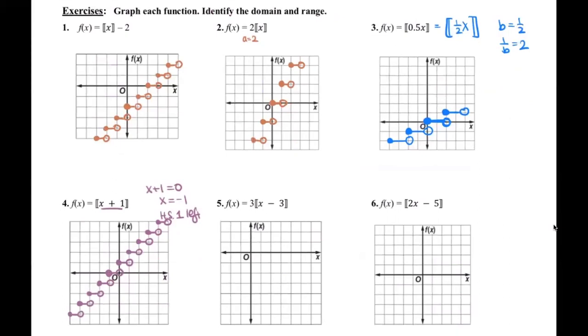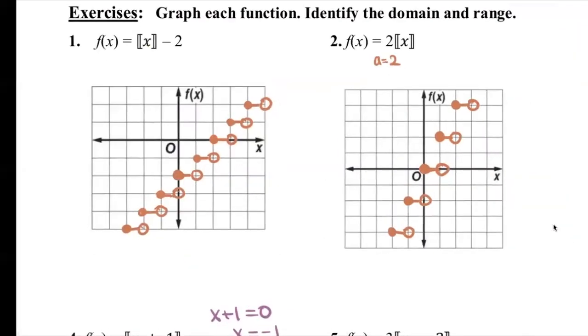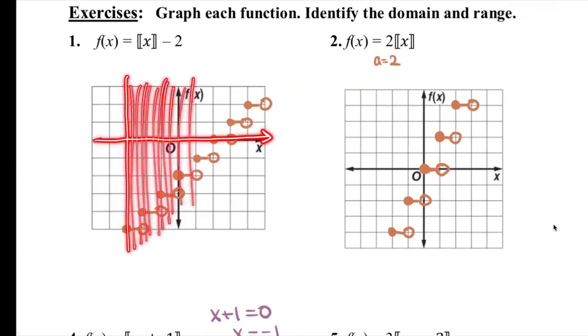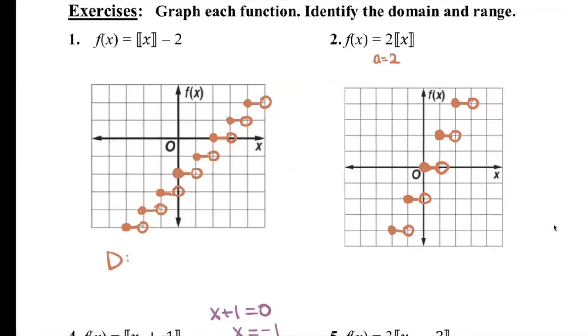Let's talk about some domain and range now that we have those transformations. All right, for these, I'll just let you know domain is pretty much all real numbers. As I scan along the x-axis, I have graph everywhere. There's nowhere I don't actually hit graph. So this is going to be a domain of all real numbers. Actually, I'll just do that symbol right there, all real numbers.